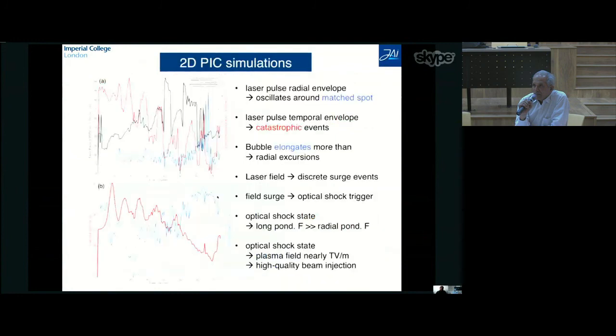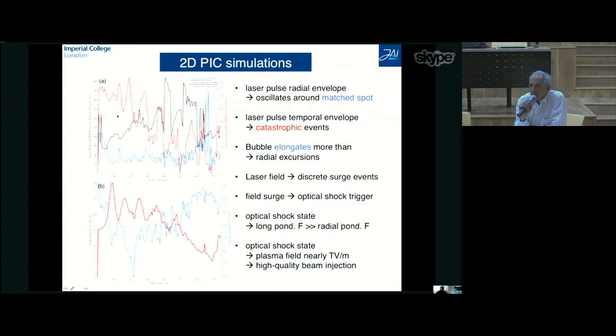If you look at this curve in A, this is plotting three properties. The blue curve is showing you the radial envelope of the laser pulse, based on calculating the FWHM of the laser pulse. You see that initially when you launch a really big spot size of the laser, it squeezes down to close to the matched spot size, and then it keeps oscillating. The blue curve is the spot size of the laser pulse, which is also equal to the radial size of the bubble.